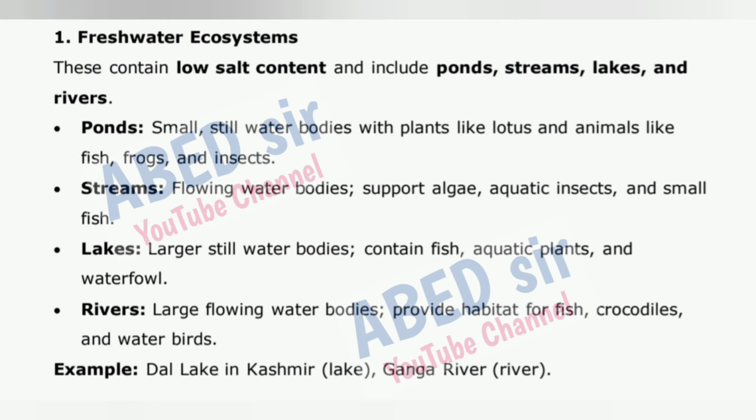1. Freshwater ecosystems. These contain low salt content and include ponds, streams, lakes, and rivers. Ponds: small, still water bodies with plants like lotus and animals like fish, frogs, and insects. Streams: flowing water bodies, support algae, aquatic insects, and small fish.